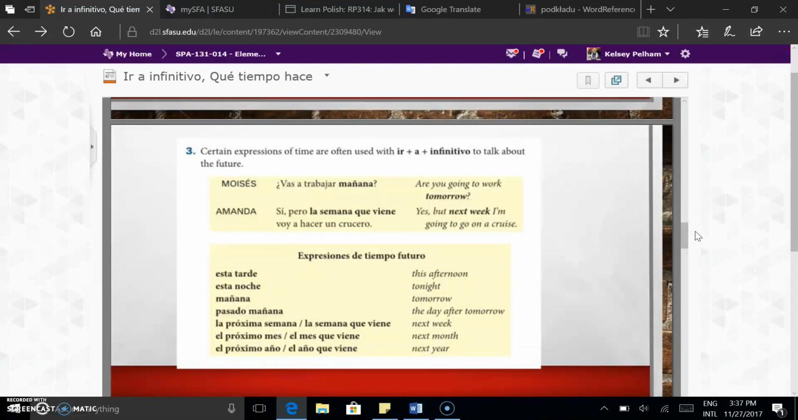And here's a list of some expressions of time that we'll use commonly with conversations about the future. Okay, and these will be important to learn. And I'll continue in another video.